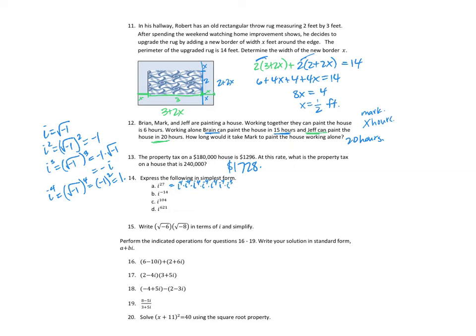Each of these i to the fourths is a 1. So 1 times 1 times 1 times 1 times 1 times 1 times i cubed. And we know i cubed is -i.